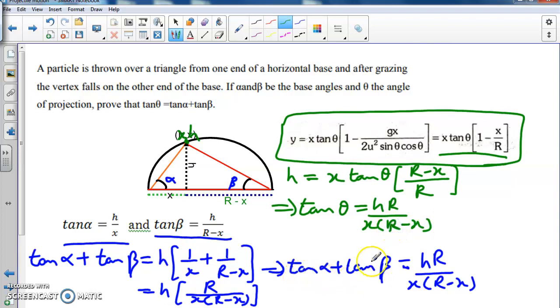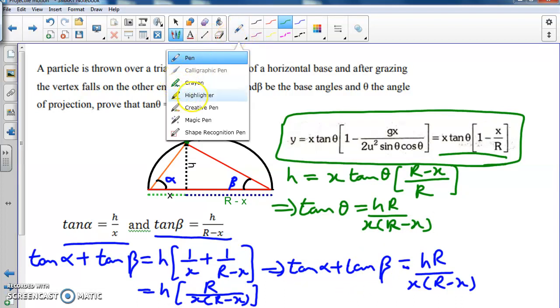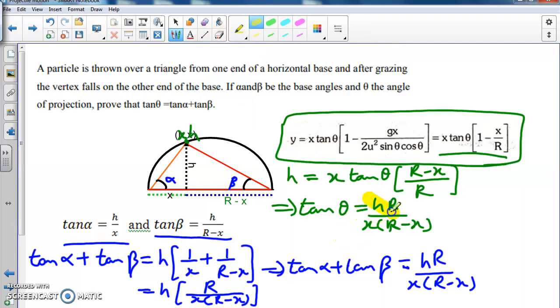Now see the two values, these two, hr upon x into r minus x, same, so therefore tan theta is equal to tan alpha plus beta.